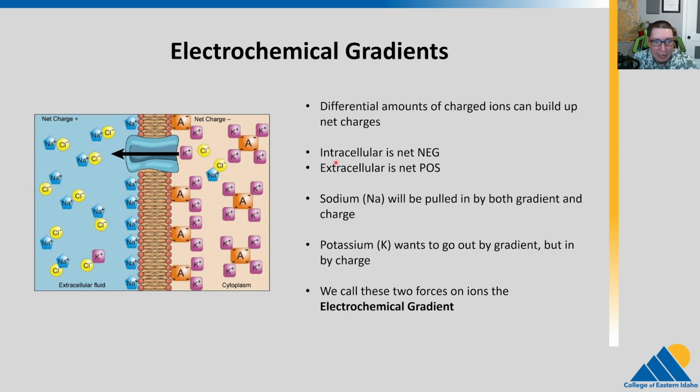We could have something like in a typical cell where we have a net negative charge on the inside of the cell and a net positive charge on the outside of the cell. Like in this example, we have sodium that is being pulled by its gradient into the cell, but we also have potassium that wants to go out by the gradient. And these forces are part of electrochemical gradients, right? So they will kind of interact with one another, but also they'll move on their own. We're going to focus on the gradient part, not the electro part here.